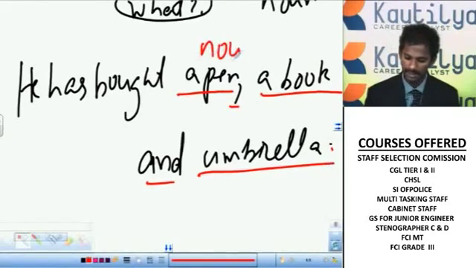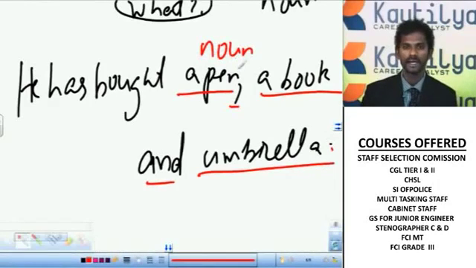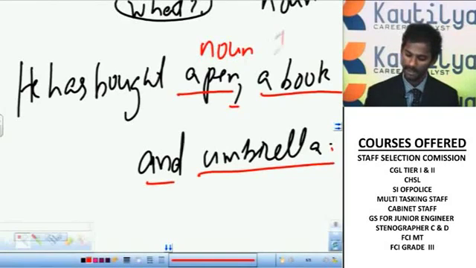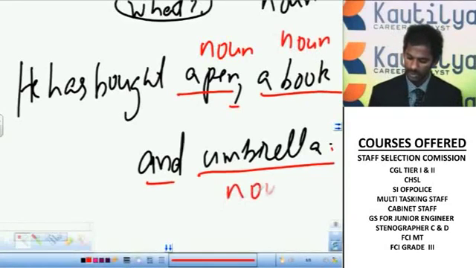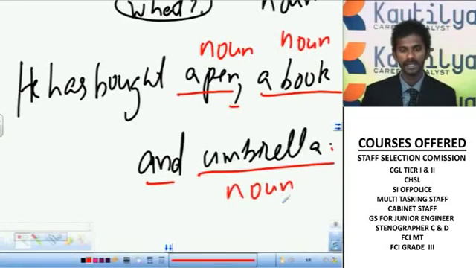Pen is a noun. So here the first idea is a noun. So all the other ideas must also be nouns. Second idea is book. That is also a noun. And the third idea is umbrella. That is also a noun. So there are 3 ideas in this sentence and all the 3 ideas are single words and all the 3 ideas are the same part of speech. Right? But still this sentence is not correct.